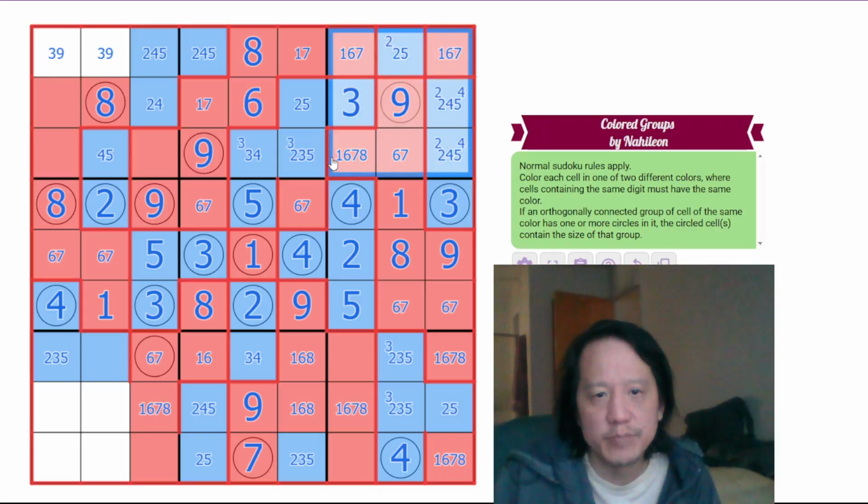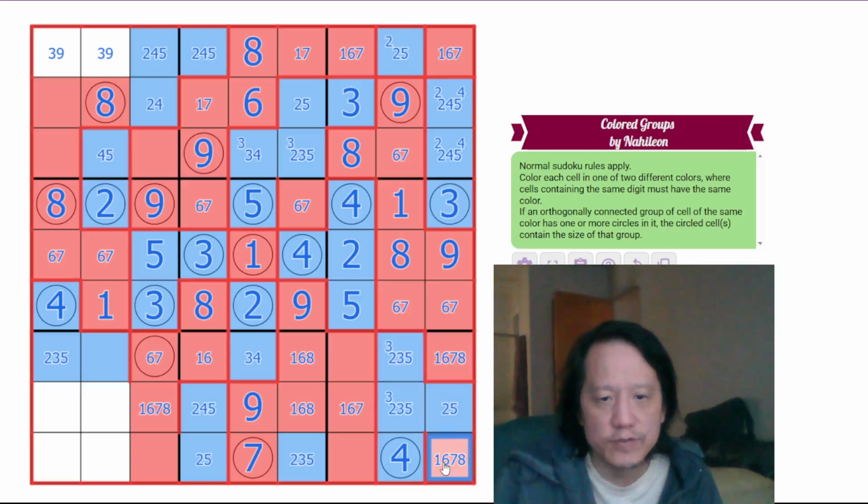Where is the 8 in box 3? It has to be here, so this is 8, which eliminates 8 in the column. That means one of these 2 is an 8 here. 8 has to be one of these 2. 8 cannot be here, so 8's one of these 2 here.